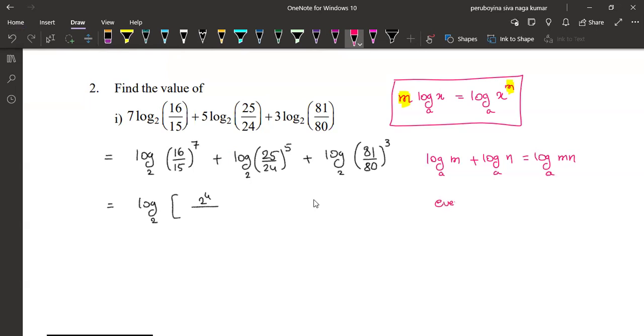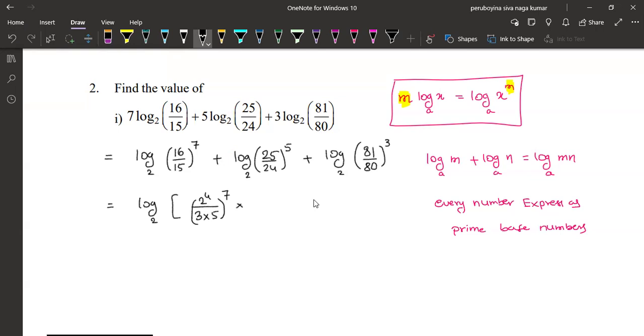Every number, express as prime base numbers. So the base should be a prime number. Yeah, the power can be any number. 15, you can express as 3 into 5. 3 is a prime number and 5 is also a prime number. 3 5s are 15. I expressed 15 as 3 into 5.